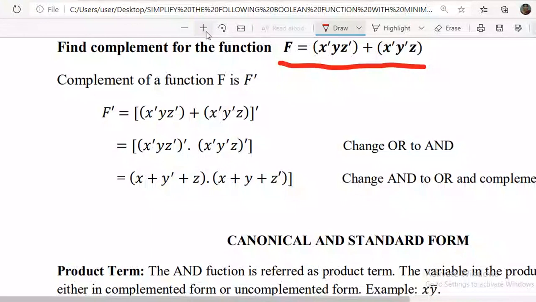So first we take the first product term and use a dash here. The next step becomes x dash y a dash, the whole dash. After this, the second product term you take and put a dash here. So x dash y dash, the whole dash. So we have broken this whole dash now. This is your first step. One more thing I have to do: this plus has to be changed to dot. So the plus we are changing to dot, that is, or to and.